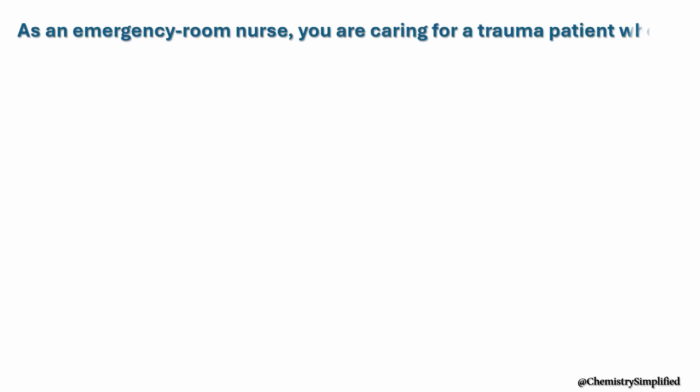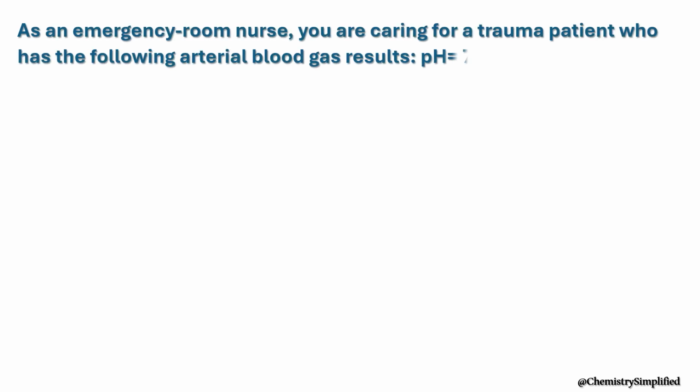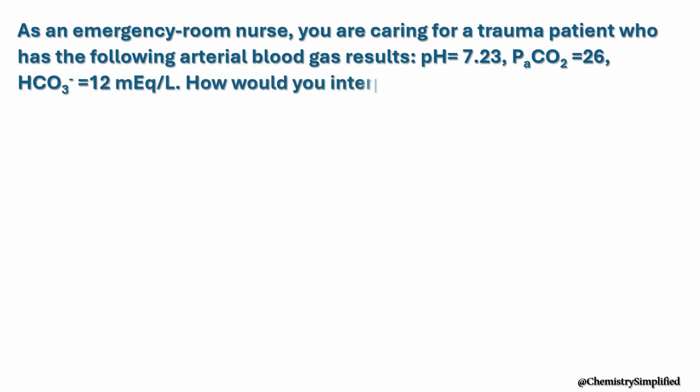As an emergency room nurse, you are caring for a trauma patient who has the following arterial blood gas results. pH is equal to 7.23, partial pressure of carbon dioxide is equal to 26, bicarbonate ion is equal to 22 milliequivalents per liter. How would you interpret these results?